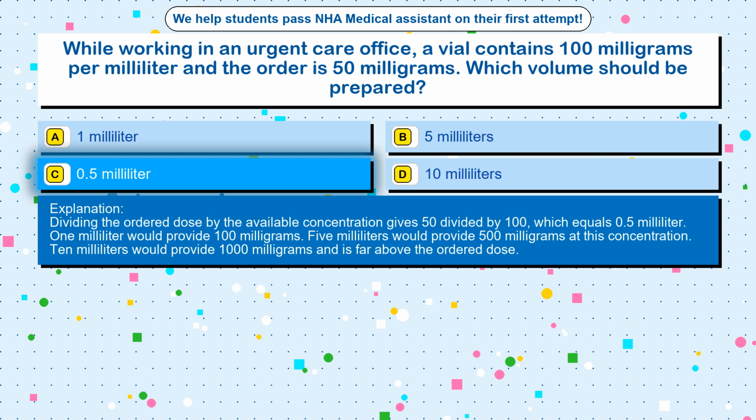5 milliliters would provide 500 milligrams at this concentration. 10 milliliters would provide 1000 milligrams and is far above the ordered dose.